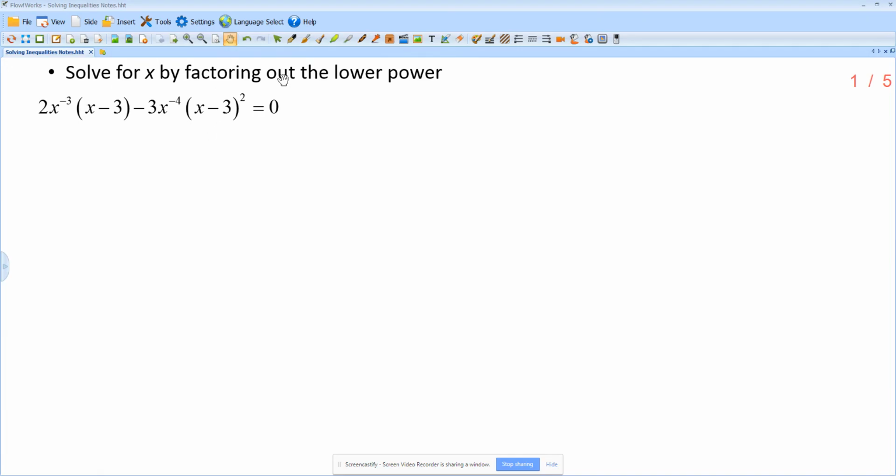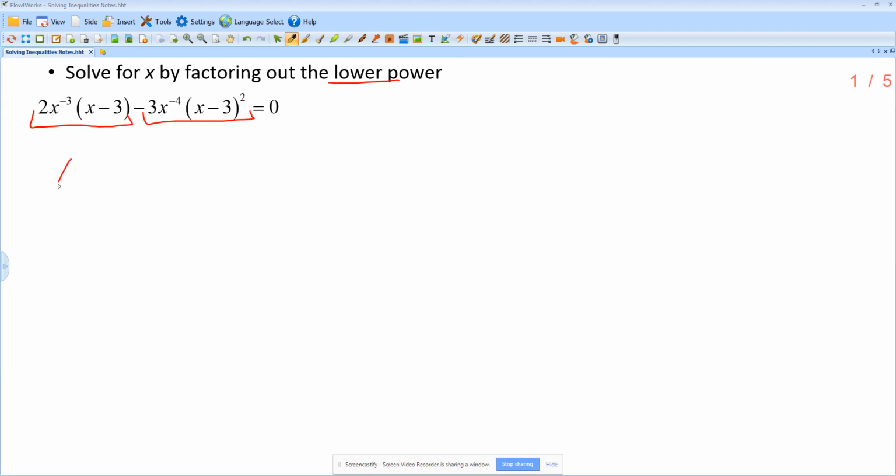So solve for x by factoring out the lowest power. Now, when we're talking about factoring out the lowest power, what you want to be taking out is the smallest value with the negatives, and then again, still the smallest value with the positives, but the positives you're sort of used to. So looking at this, I have two terms. If I'm looking at the coefficients 2 and 3, I can't take anything out of those. When I look at x to the negative third and x to the negative fourth, you want to factor out the lowest power, just like we would with the positives.